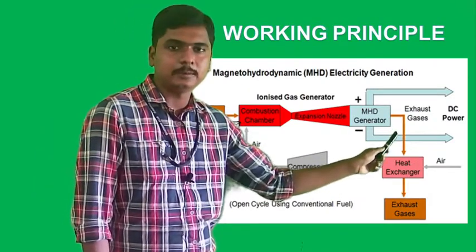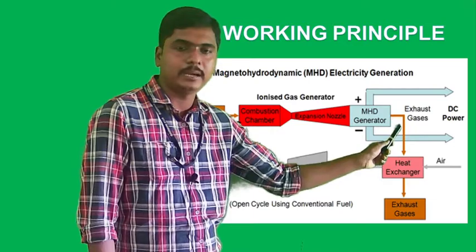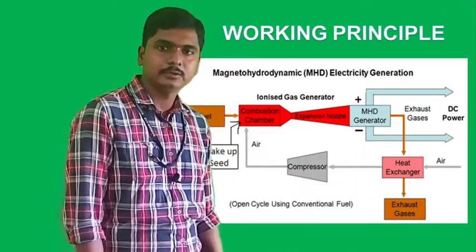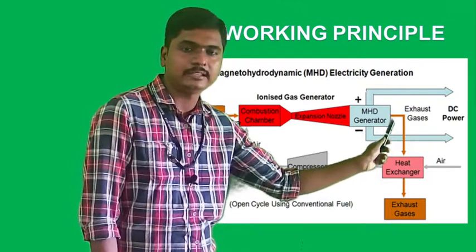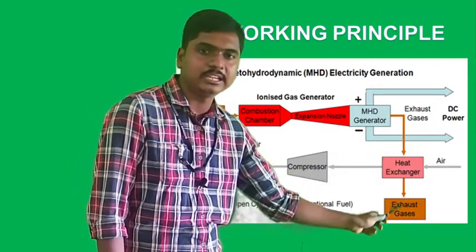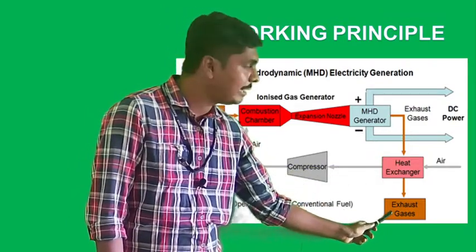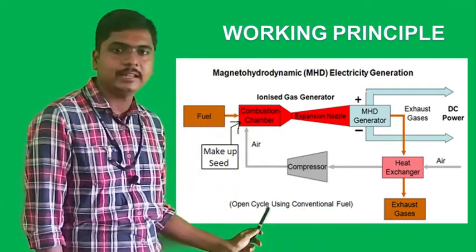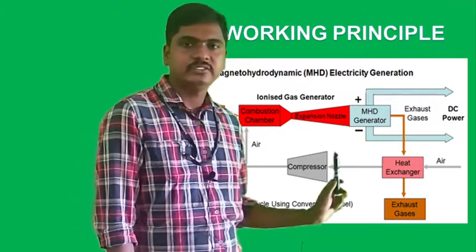Now after the exhaust gas provides heat to the air, it will be supplied to the atmosphere. We are not going to use the exhaust gas once again, it will be released to the atmosphere. That's why this is nothing but an open cycle MHD generator.